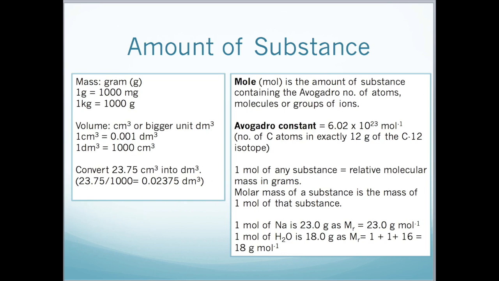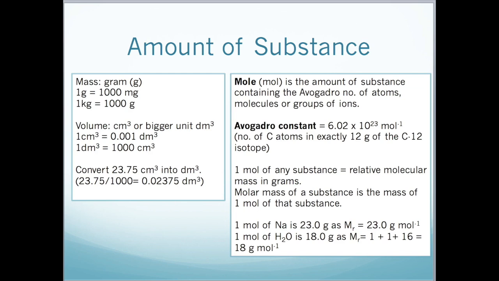Another very useful term that we use in chemistry is called the mole, abbreviated as mol. It is the amount of substance containing the Avogadro number of atoms, molecules, or groups of ions. The Avogadro constant is equal to 6.02 times 10 to the 23. You don't have to learn this number, you'll always be given it in the exam. But we use this number because it's exactly the number of carbon atoms in 12 grams of a carbon-12 isotope. So that's quite a good reference point.